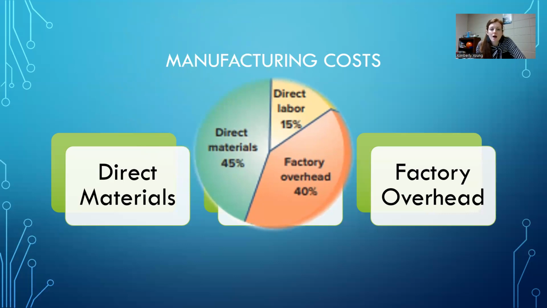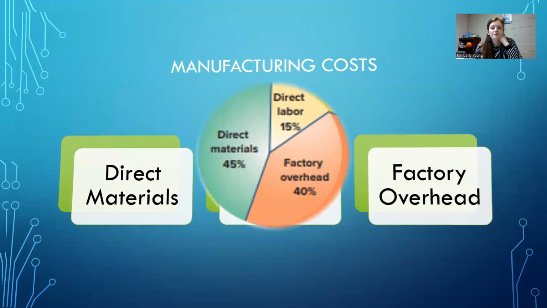So then you can see a lot of times the labor for manufacturing is going to be one of the smaller numbers. This is just an example. Direct materials is probably going to be a pretty big expense. And then factory overhead is going to be a big portion of it as well, because you have a long list of items that are indirect that fall under factory overhead.